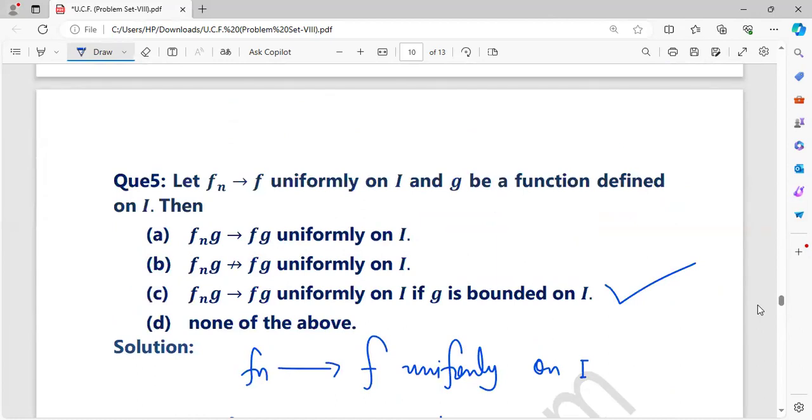Now you move to the first option: Fn G converges to FG uniformly. It is not correct in general, because if G is unbounded, then it is not true. Sometimes, if G is not bounded, Fn into G can converge, and sometimes it cannot. But if G is bounded, then Fn into G converges to FG uniformly. I will construct that example and let you know.